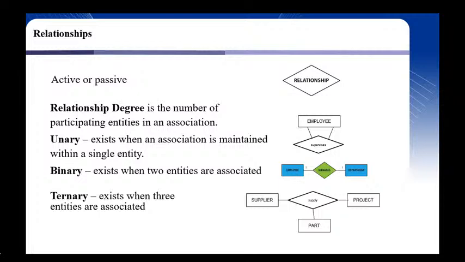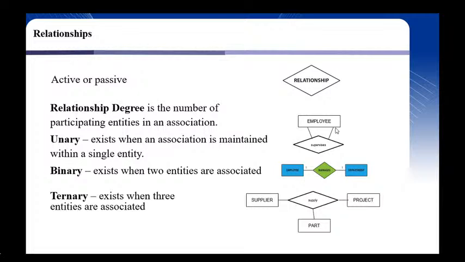Okay, relationship degree is the number of participating entities in an association. So we have different kinds of relationship degrees such as unary, binary, ternary, and even higher degrees. Okay, what is unary all about? Okay, it exists when an association is maintained between a single entity.